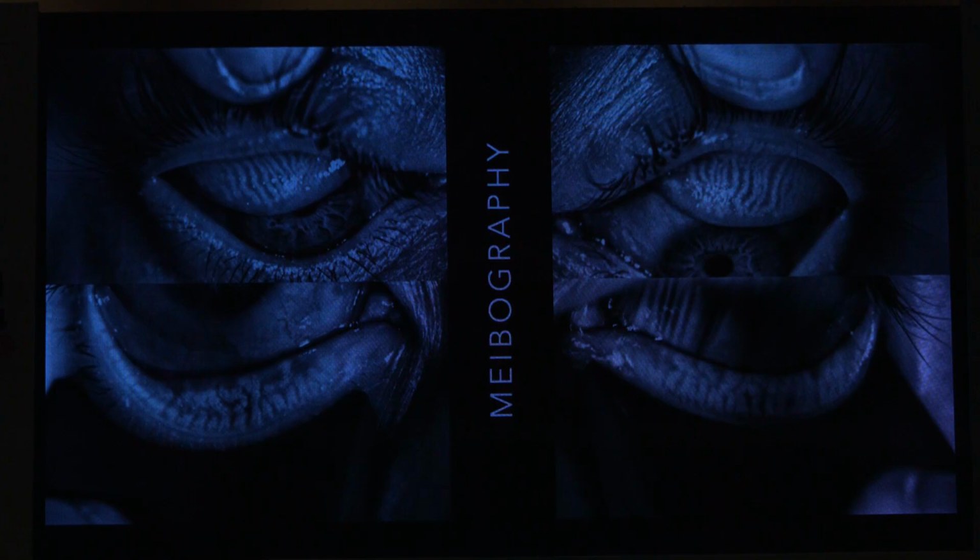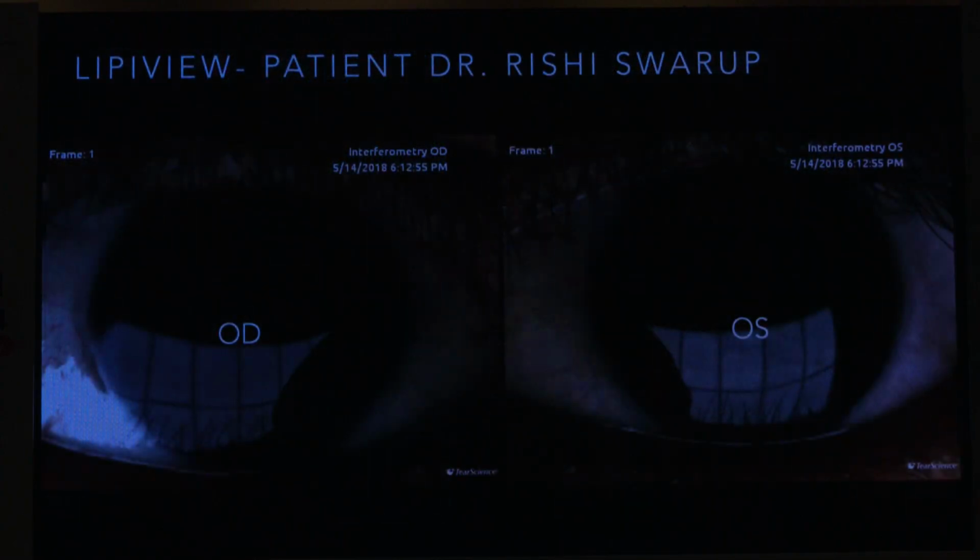This is an image of a meibography. These are my lids, in fact. So you want to see how the glands are, the profile, whether there's thickening and tortuosity or complete dropout. That tells you whether the glands are blocked or they are completely dead.